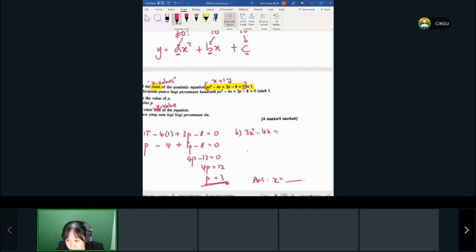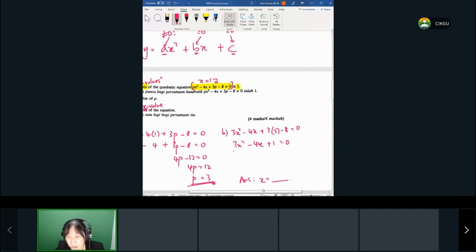Okay, plus 3 and then P, 3, minus 8 equals to 0. Okay, simplify. 3x squared minus 4x. 3 times 3, 9. Positive 9 minus 8, positive 1 equals to 0. Okay, here, this is where we start to cheat.